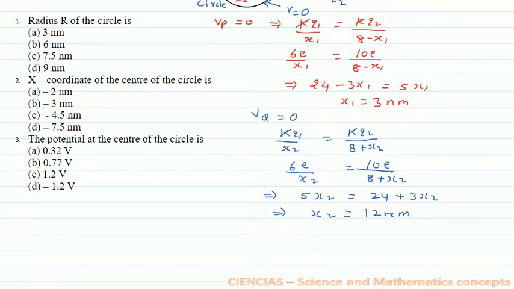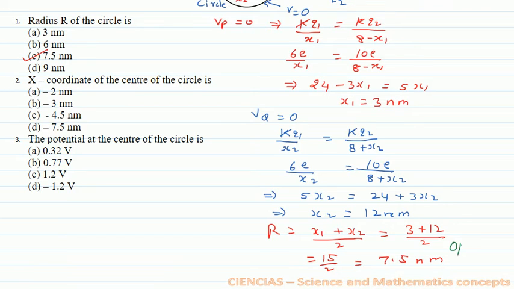Now the radius is equal to (x1 plus x2) by 2, that is 3 plus 12 upon 2, which is 15 by 2, that is 7.5 nanometer. And in the answer, 7.5 is option C. So for the first case, option C is the correct answer.